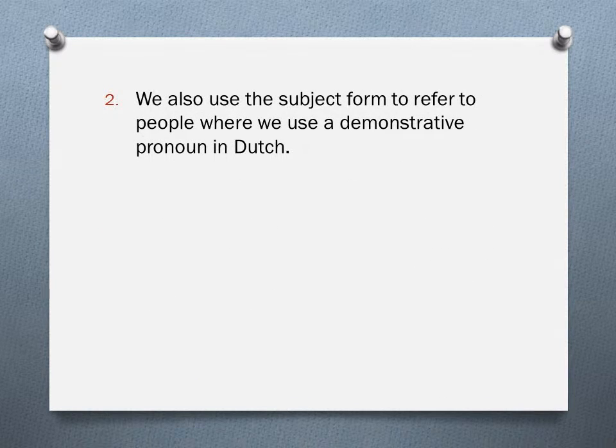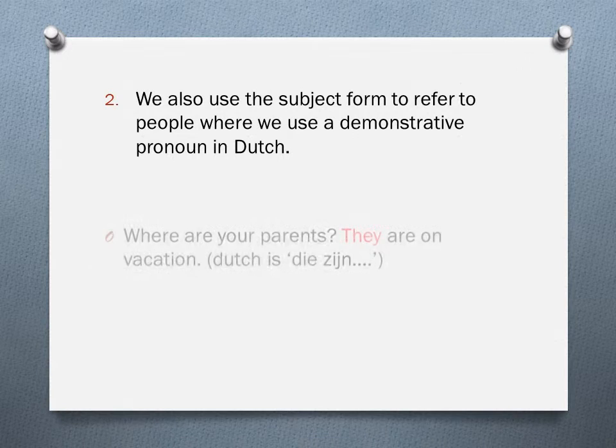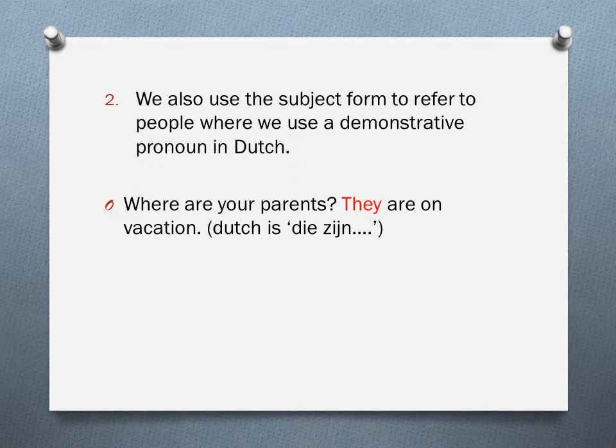The second additional rule. We also use the subject form to refer to people where we use a demonstrative pronoun in Dutch. Where are your parents? They are on vacation. In het Nederlands is dat: waar zijn jouw ouders? Die zijn op vakantie.